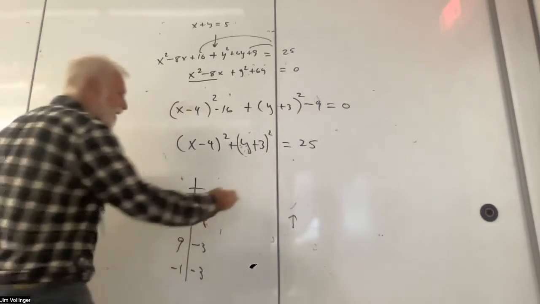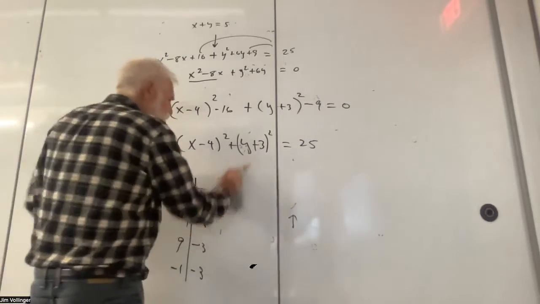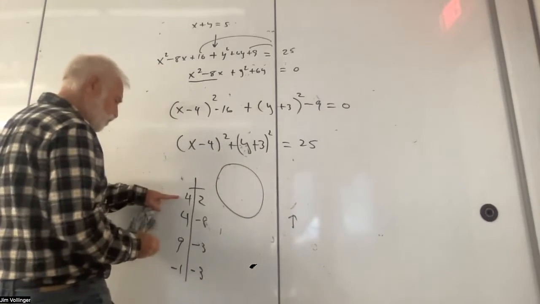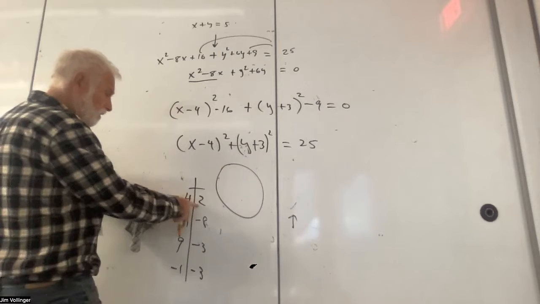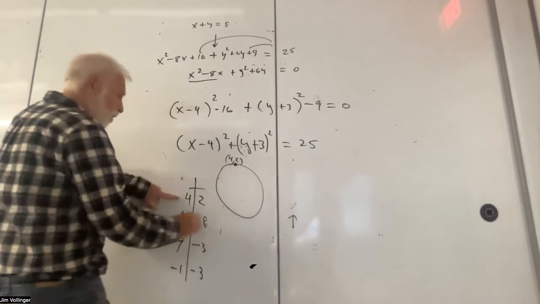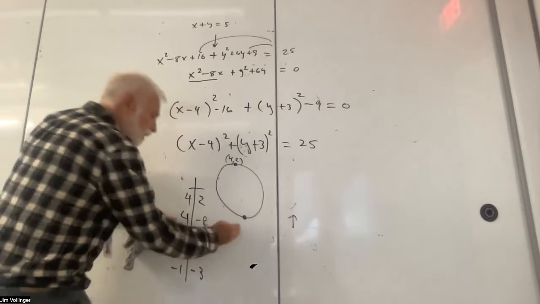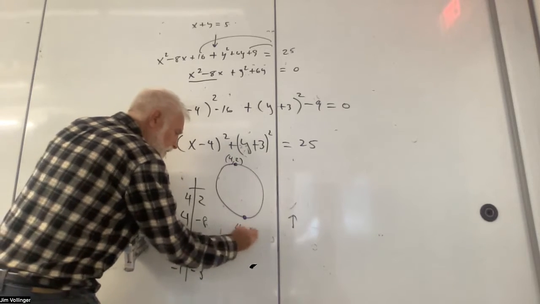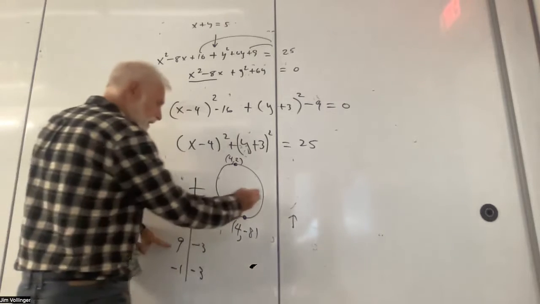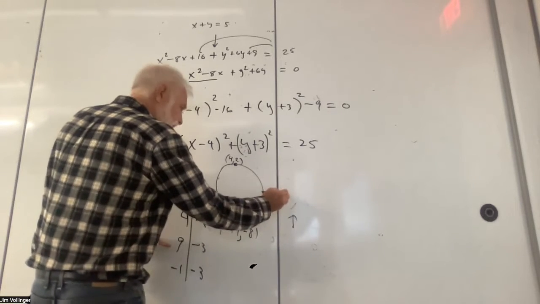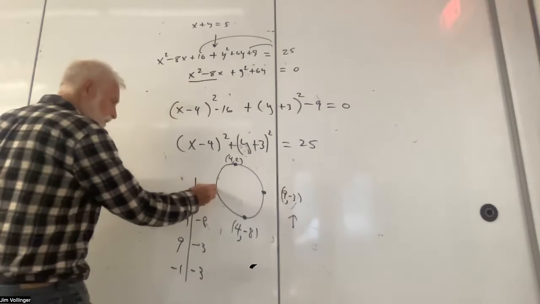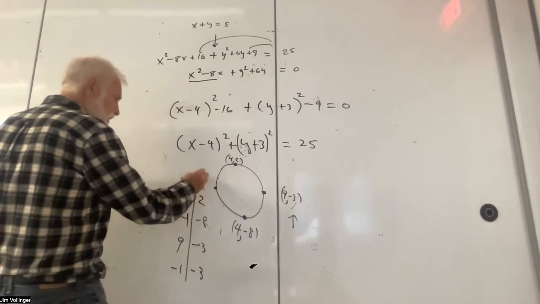And let's plot these values. Now, I don't want to put it on an XY axis. Let's just plot it. Let's plot 4, 2, which is horizontal, vertical. So that's 4, 2. Horizontal doesn't change, still 4, but -8. 9 is horizontal, and that's bigger than -1, so that's 9, -3. And over here, -1, -3.